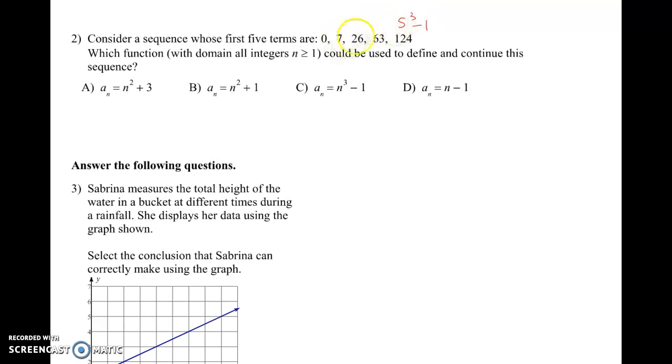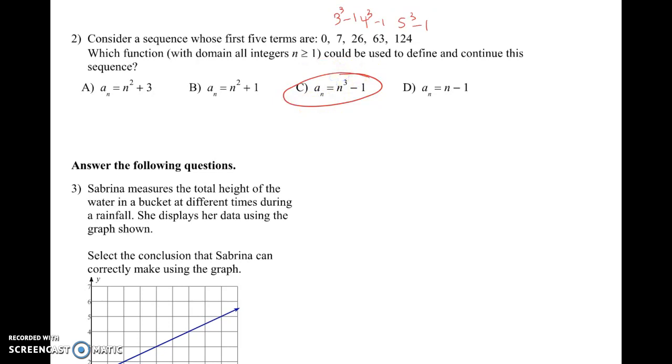So then I check, is 63 4 cubed minus 1? It is, because that's 64 minus 1. And then this one, I would have 3 cubed minus 1. So 27 minus 1 is 26. So I'm starting to see that pattern here. So I know that my answer is C.